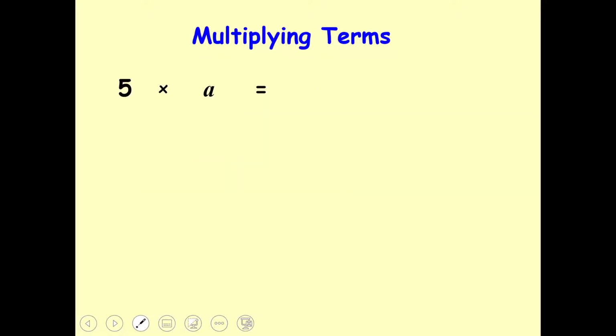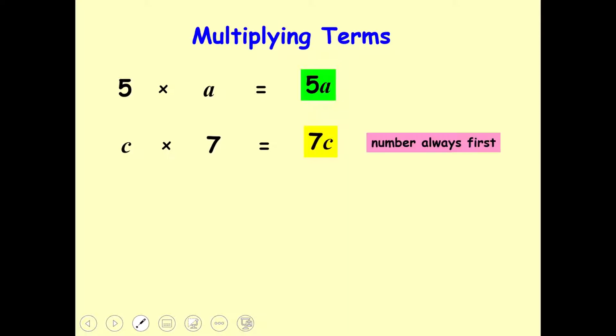So if you were asked to multiply 5 by a, so 5 times a, the way we write this in algebra is simply by sticking them both together, 5a, with nothing in between. So if you ever see a term like that, that means 5 times a. If you were to do c times 7, the way we would write this is 7c. We tend to write the number first. So in algebra, if you're timesing a number by a letter, always have the number coming first.